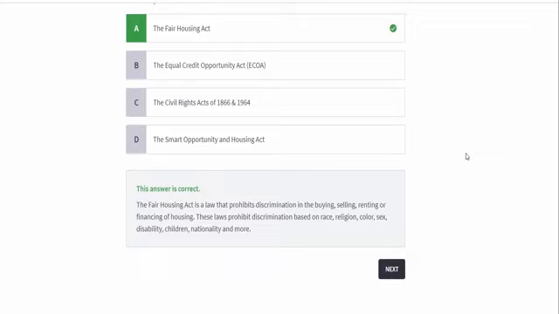So the Fair Housing Act is the law that prohibits discrimination in the buying, selling, renting, or financing of housing. These laws prohibit discrimination based on race, religion, color, sex, disability, children, nationality, and more. It's super important to understand fair housing laws for the exam, so hopefully you guys got this one.